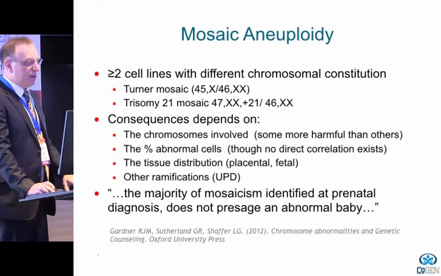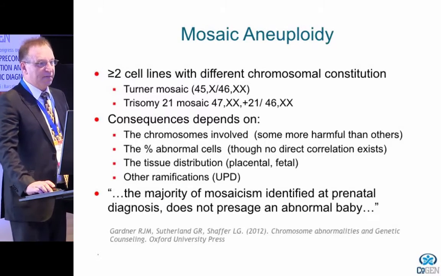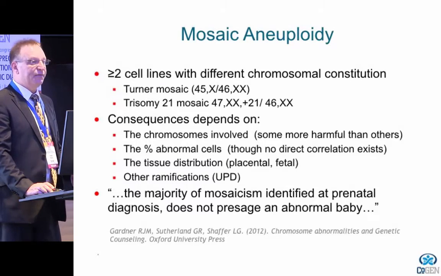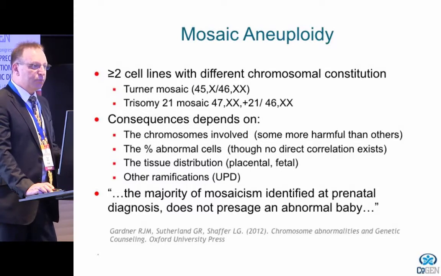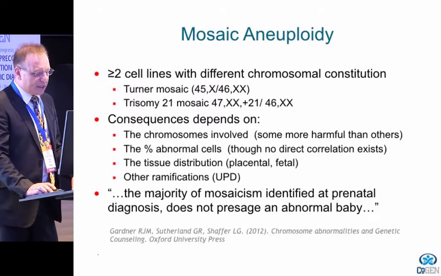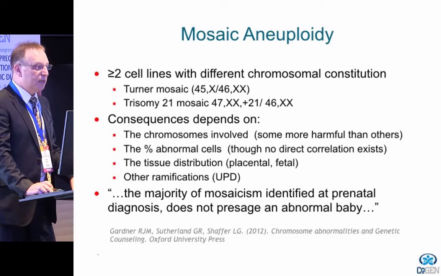But one must remember, and this is a quote from Gardner, which is the kind of Bible for cytogeneticists, that the majority of mosaicism identified at prenatal diagnosis, and indeed probably in preimplantation genetic screening, does not presage an abnormal baby. So this must be taken into consideration.